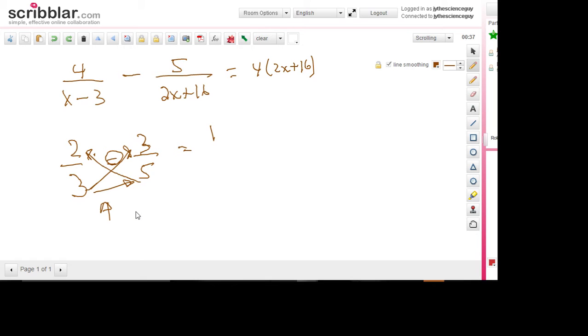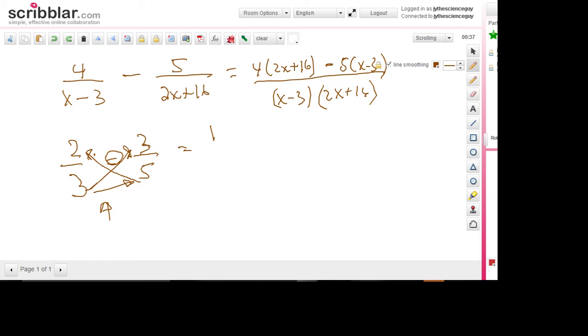Then you're going to do 5 times the x minus 3. So I put 5 times x minus 3. And then you're going to do the x minus 3 times the 2x plus 16. You forgot one step. What are you missing? Oh, the sign, so I have to put the minus sign. Now I don't know if they simplified that, but that would be the first step.